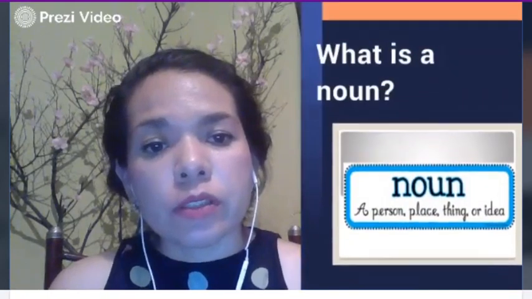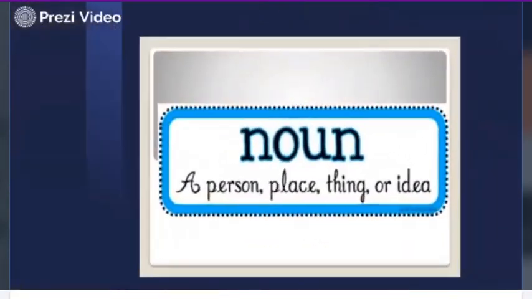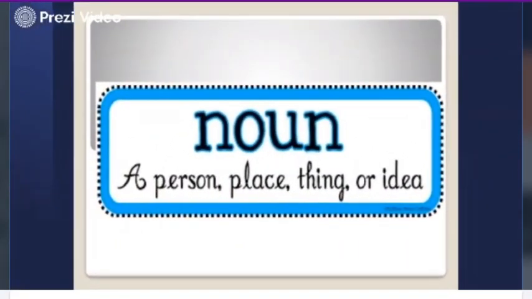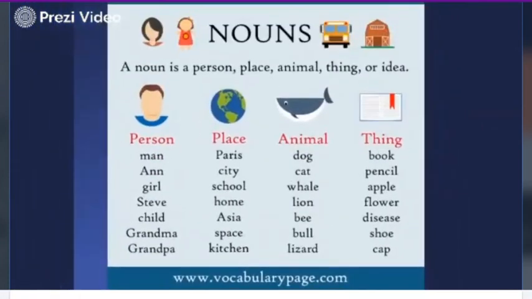A noun is a person, a place, a thing, or an idea. I'm going to give you some examples. A person can be a man, like these examples: Anne, girl, Steve, child, grandma, grandpa, he, she. It can be a place like Paris, the city, the school, home, Asia, the space, the kitchen.